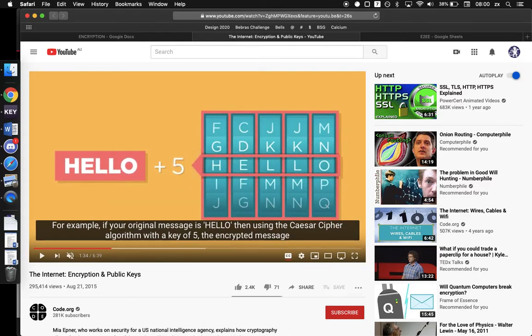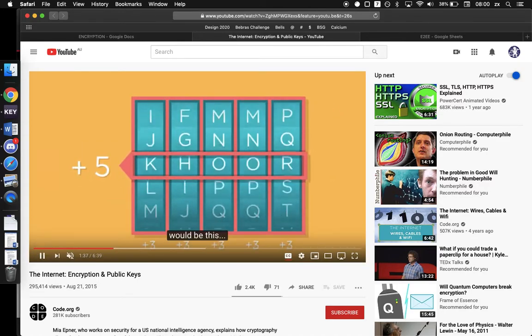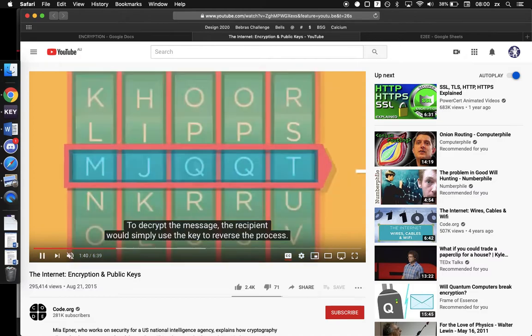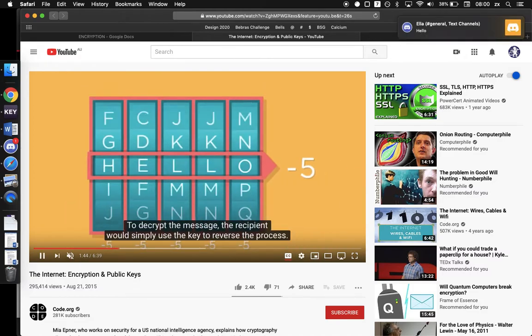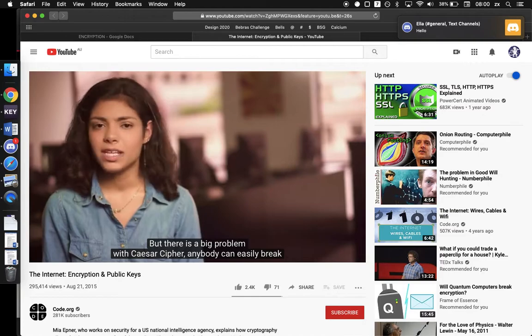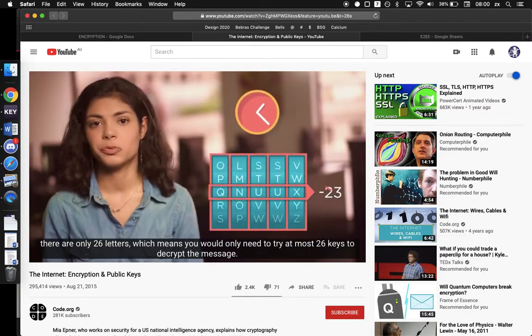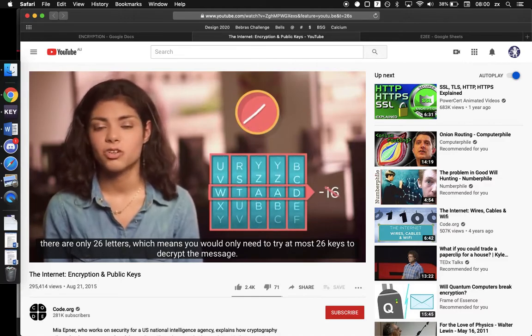The number that you move each letter is called the key. So in this case, if we're going to set the key as 5, hello becomes MJQQT, because you're just moving each letter 5 steps down the alphabet. Now the problem with the Caesar cipher is that it's fairly easy to break. There's only 26 letters in the alphabet, so you only need to take 26 attempts to break it.